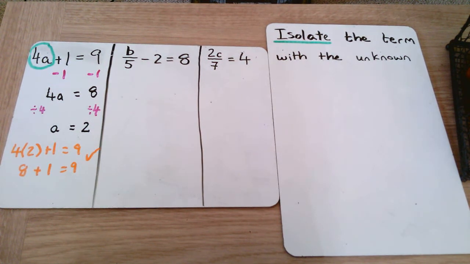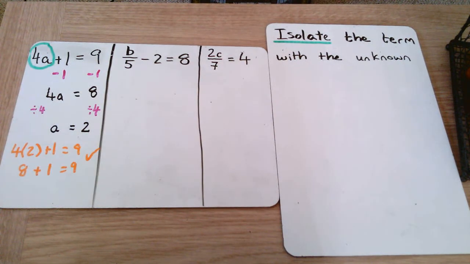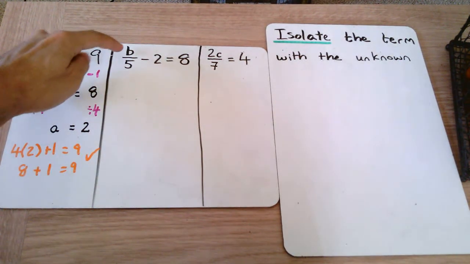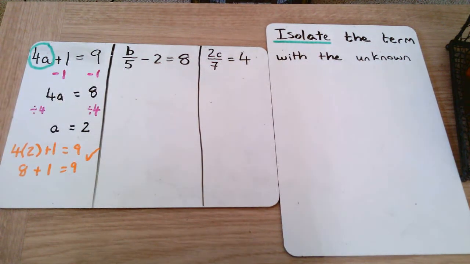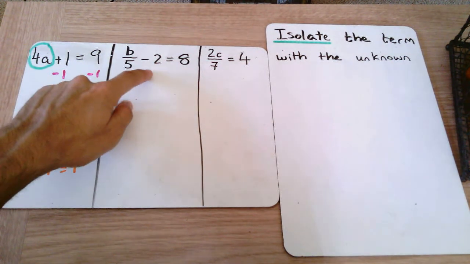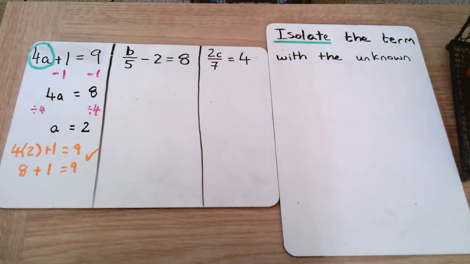Now, the second question in the middle is a little bit different. We've got a value which has been divided by 5, and then we've subtracted 2 from it. Now, our first step, we've said, is to work backwards. If I've subtracted 2 at the end, I will need to do the inverse of that, which is adding 2. But let's go with the method I've given, which is to isolate the term with the unknown.